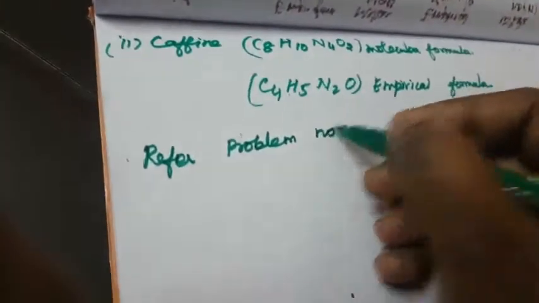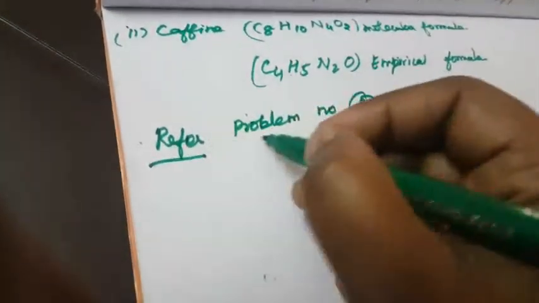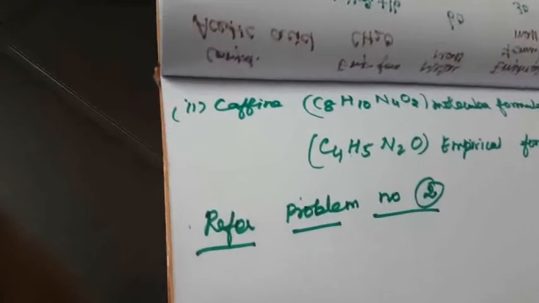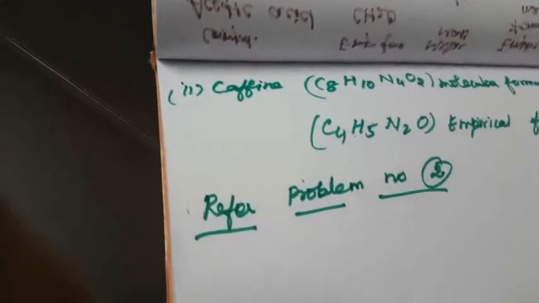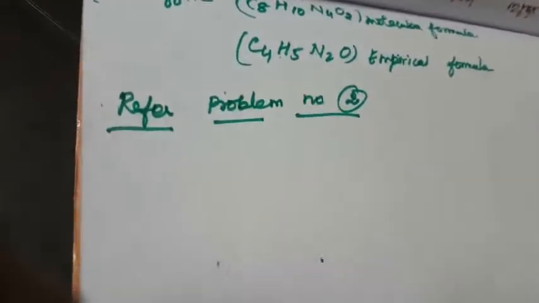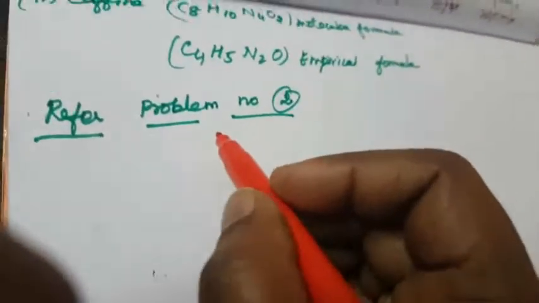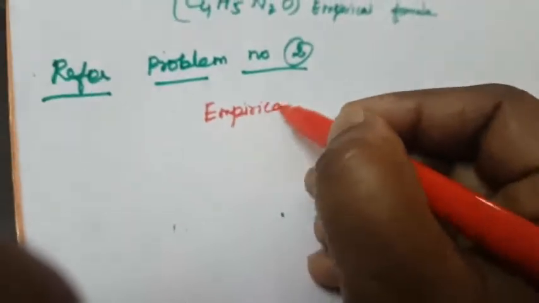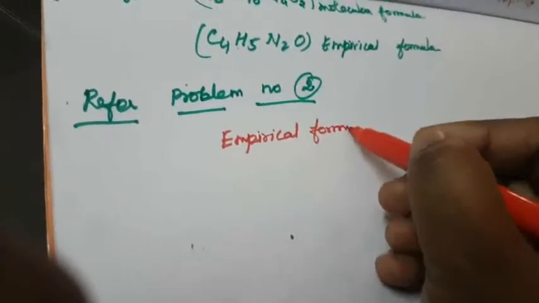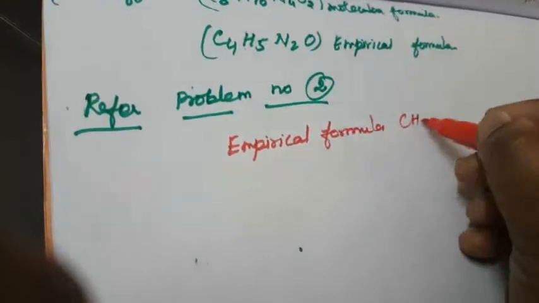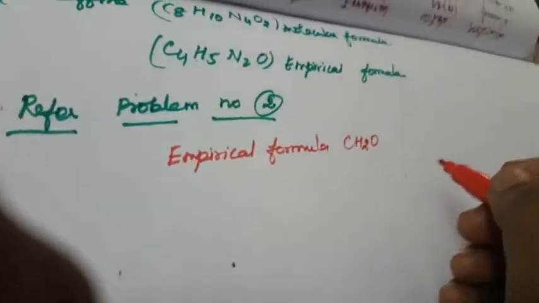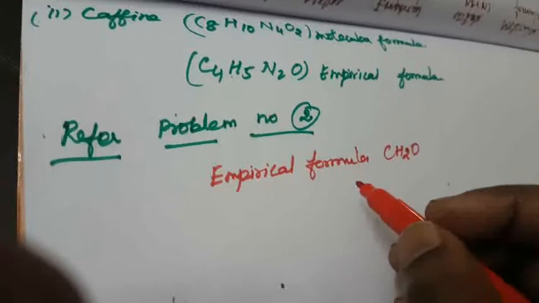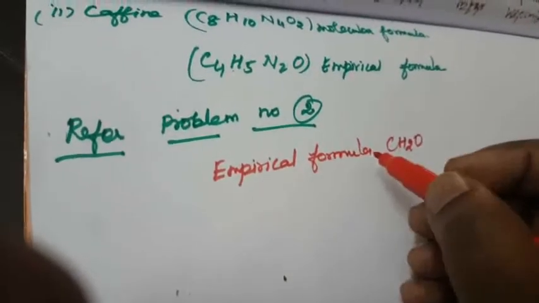Refer to problem number 2. How to calculate? Refer to the empirical formula. We already calculated the empirical formula, right? CH2O. This is the empirical formula. The first step: what is the formula? The molar mass is already given.